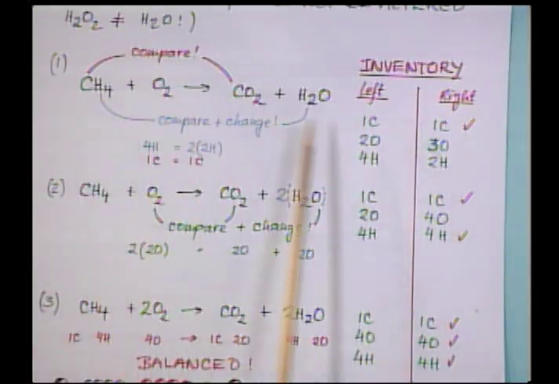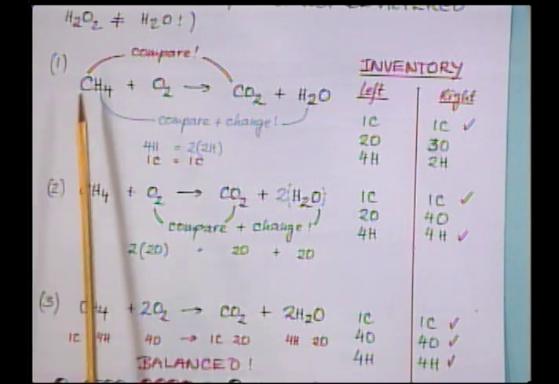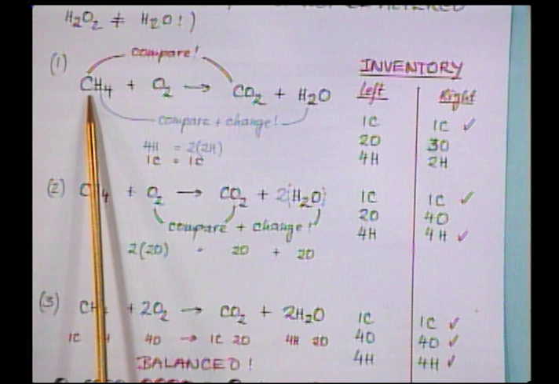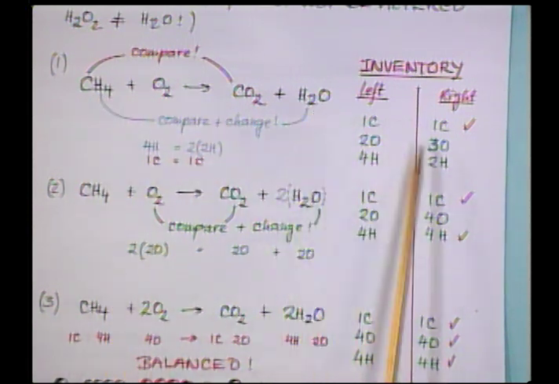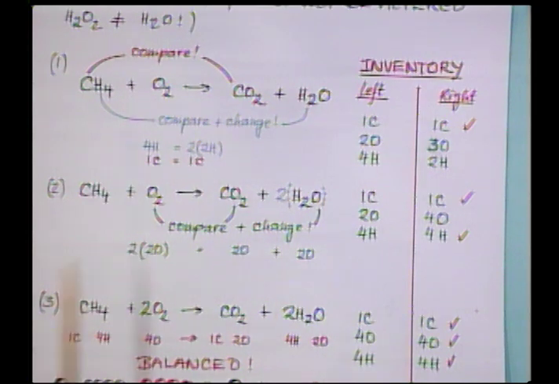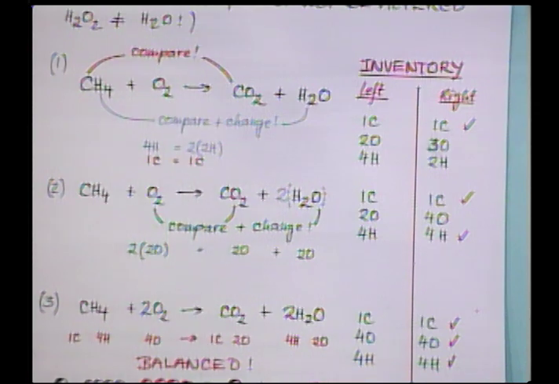So on the left side, we have 1 carbon. On the right side, we have 1 carbon. So that would be balanced. So we compare and change. Hydrogen atoms are 4 on the left and only 2 on the right. So that needs to be changed. And oxygen has 3 on the right side and 2 on the left side. So this equation is not balanced at all.